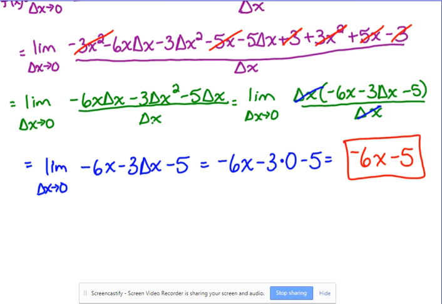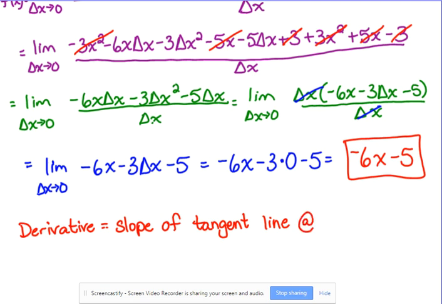Let's write that out in our notes. The derivative equals the slope of the tangent line at any point. At any point. Okay? If you want to find the slope at a specific point, then you plug that point in. But the derivative itself gives you the slope of the tangent line at any point. That's what the derivative is.